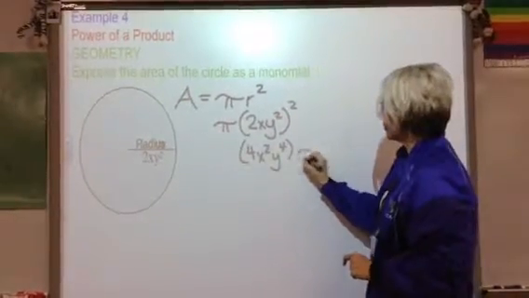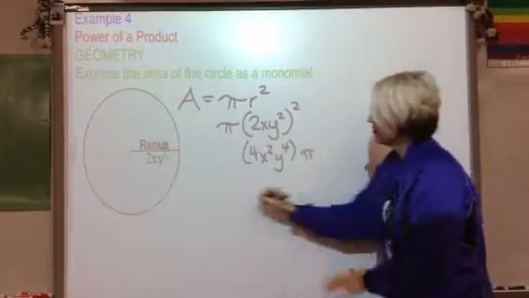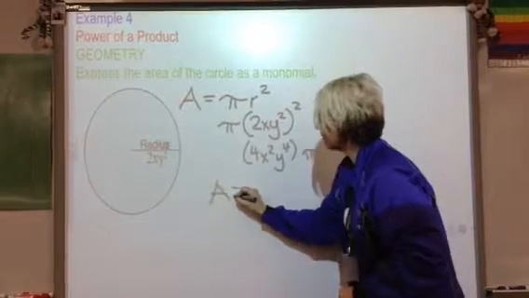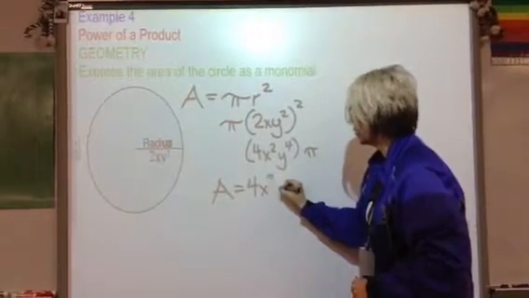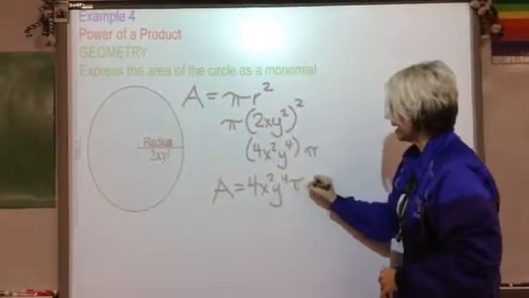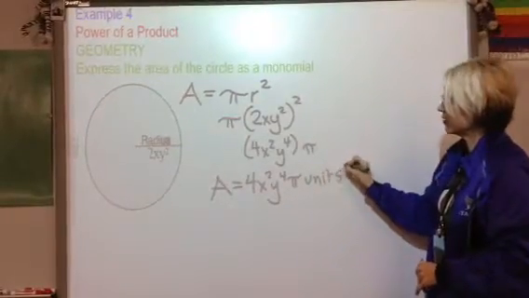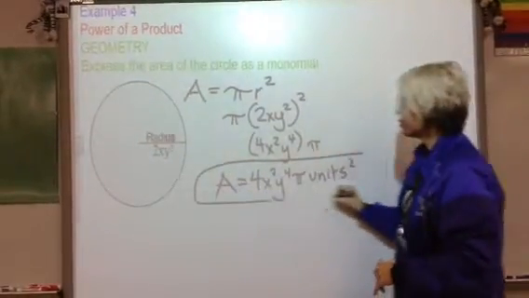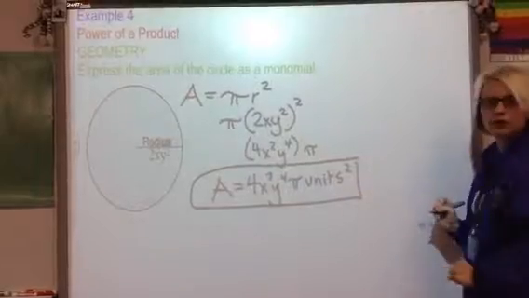And that's just using the multiplication because these are powers of a power. Then I'm going to multiply that by pi. And we could actually just leave pi alone. So I would say A for area is equal to 4 x squared y to the 4th pi, and we don't know what the units are, so we'd say units squared. So I'll give you a geometry example to do in your notes that you can try.